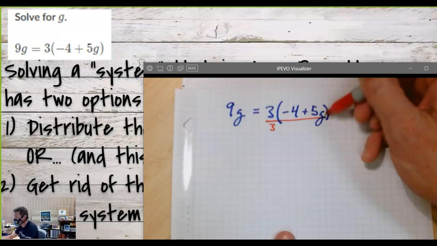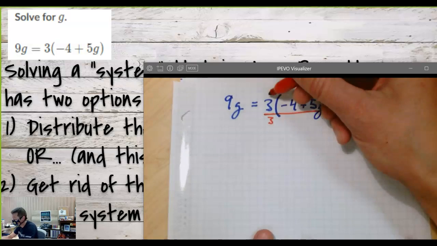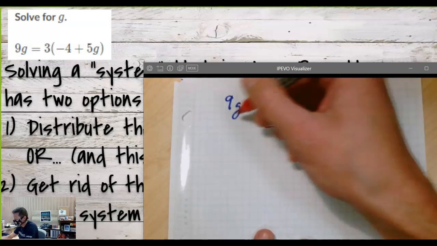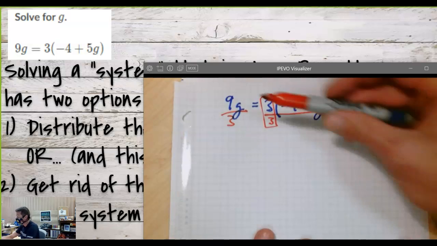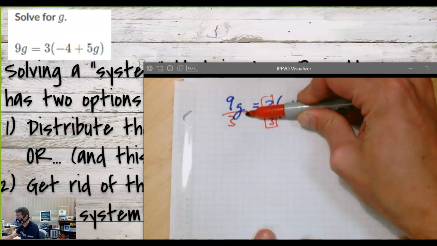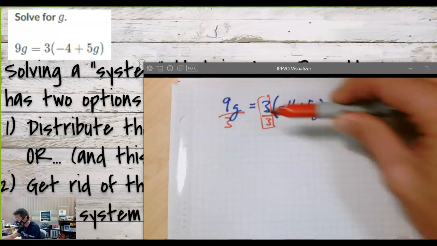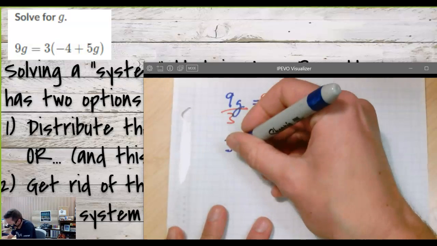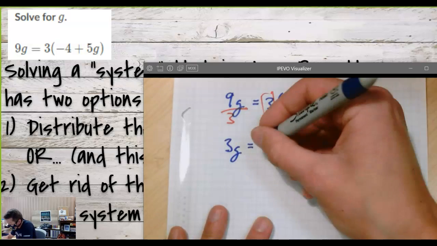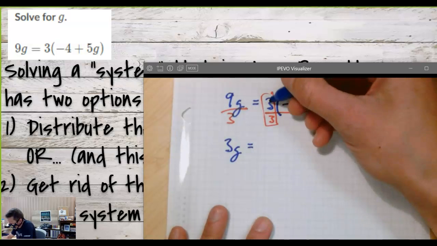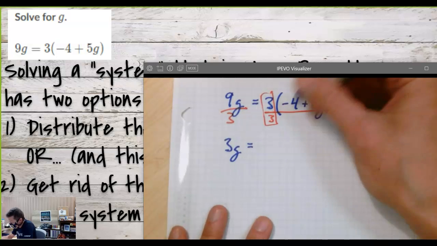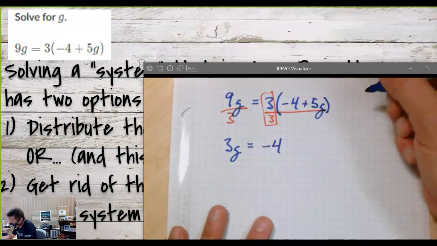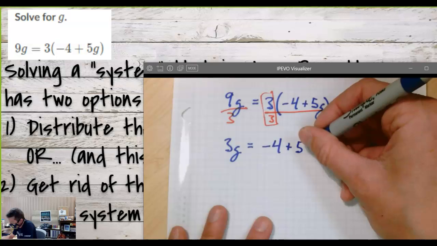We do not do anything inside the parentheses. This just becomes 1. And we divide by 3 over here. Is this nice? Yeah, it's really nice. It's just 3G. And then the left side, this becomes 1. So I just get what was in the parentheses. -4 plus 5G.